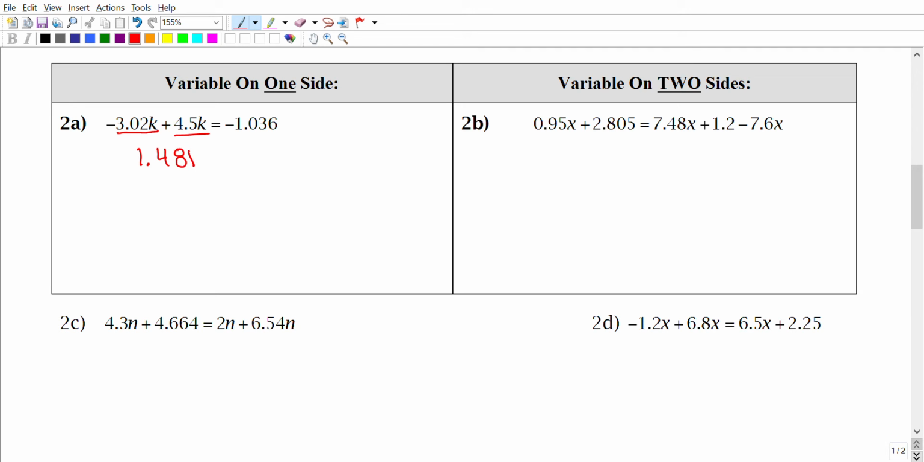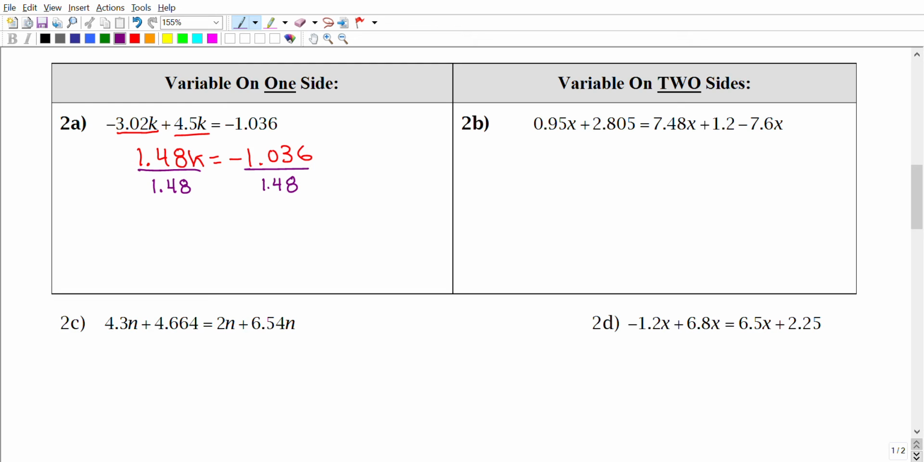So what I get is 1.48k equals negative 1.036. And look at that, I have the variable term on one side, so all I have to do now is get rid of that 1.48. So I'm going to divide by 1.48.